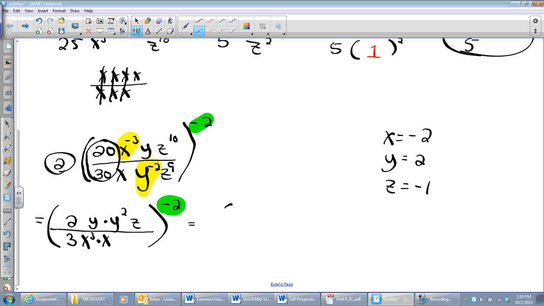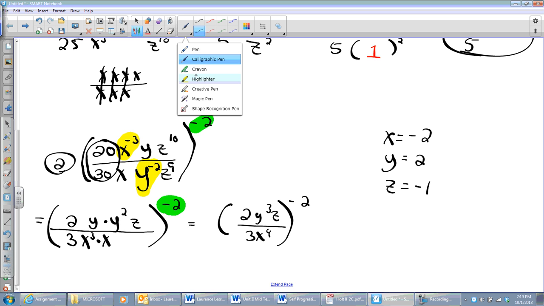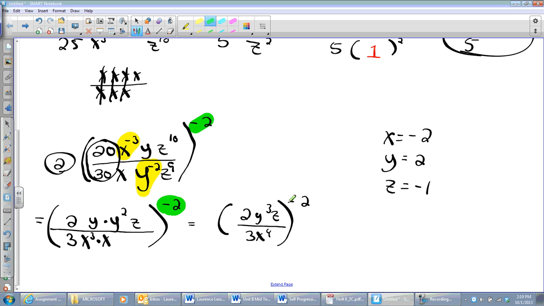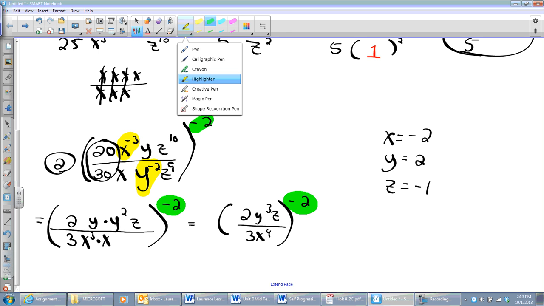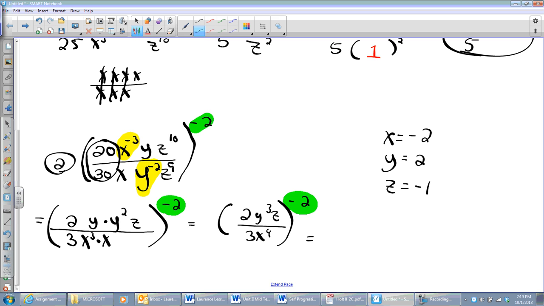So I have a quantity of 2y cubed z over 3x to the fourth, and there's a -2. Okay, now remember, a negative exponent means to use the reciprocal. So, like Tommy Call can tell you, all I'm going to do is flip this fraction. I'm going to get 3x to the fourth over 2y cubed z. That's going to be raised to the second power.